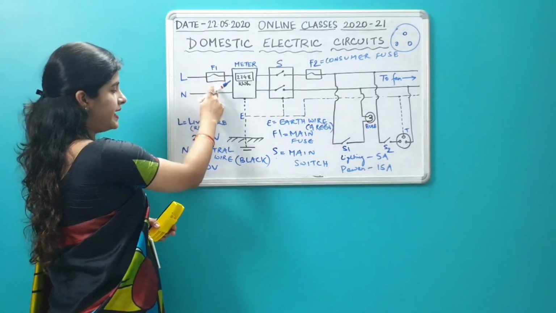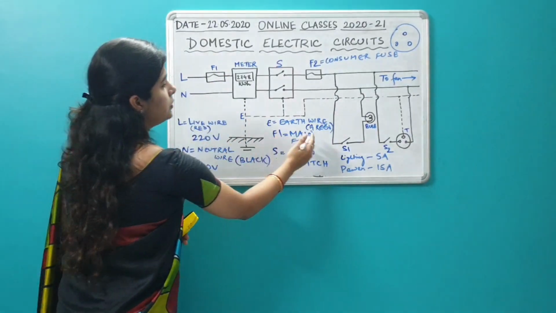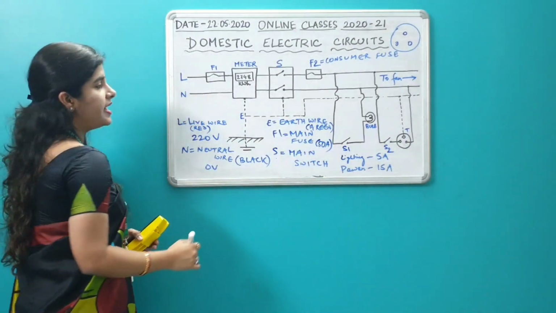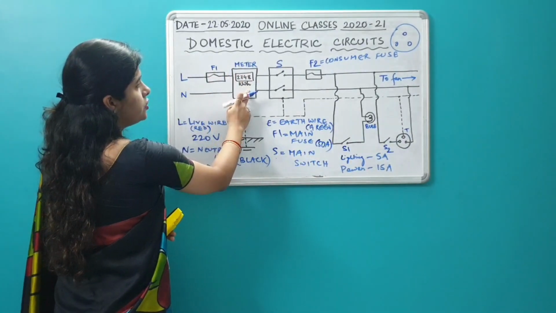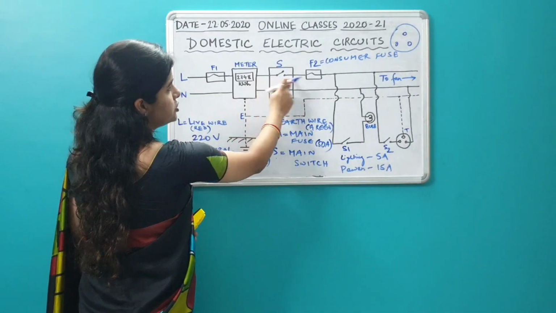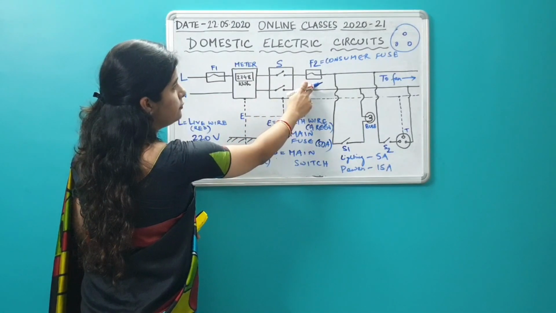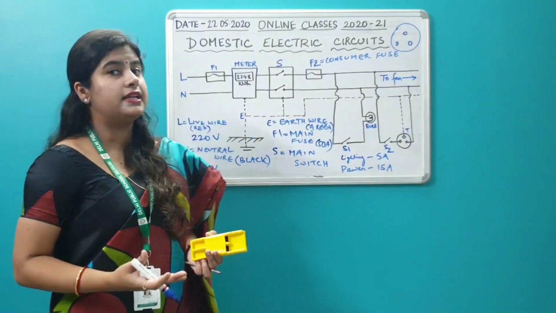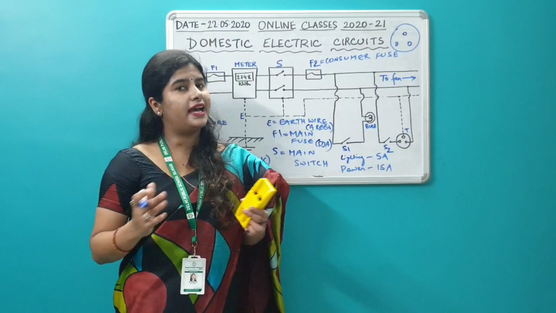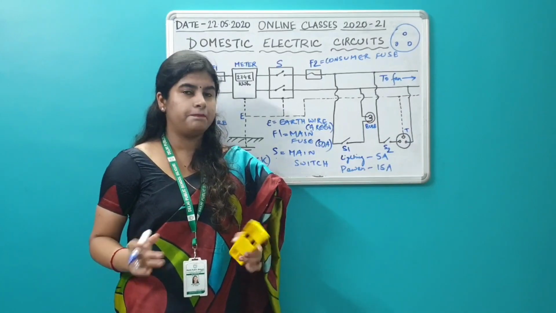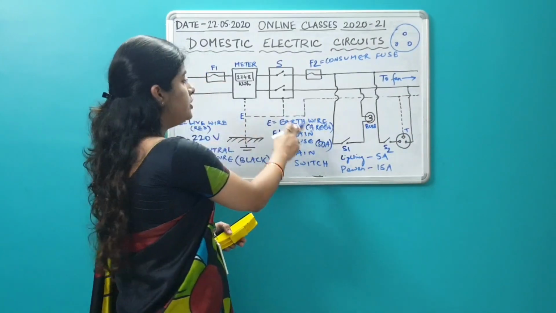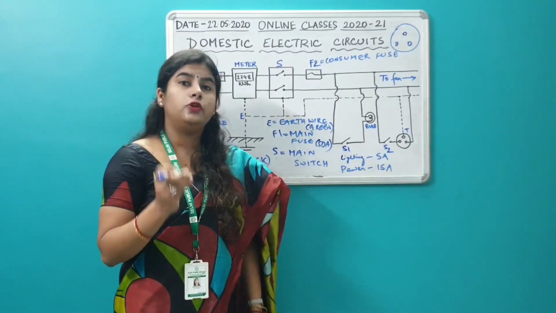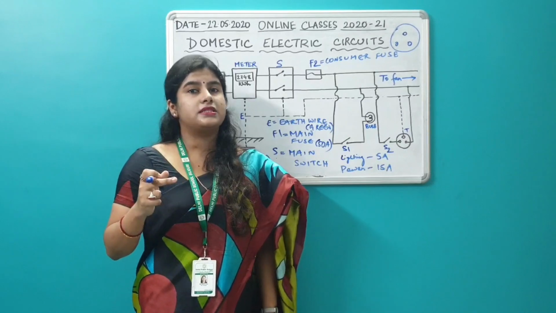F1 stands for the main fuse, which has a capacity of 50 ampere. Then comes your main meter, main switch. F2 stands for the consumer fuse, and then you can see the two main divisions of the circuit in our houses: the lighting circuit and the power circuit. Got it? And how will you identify which wire is what? By looking at the color of the plastic insulation.